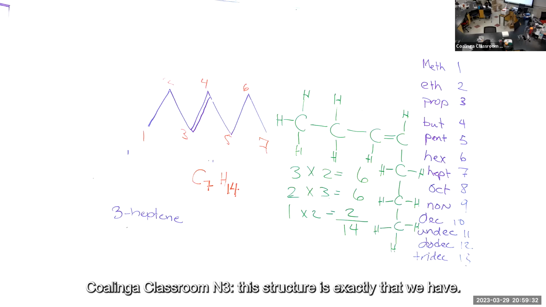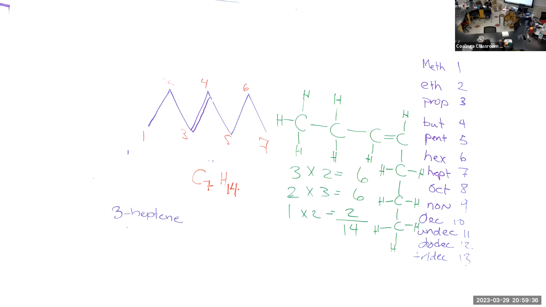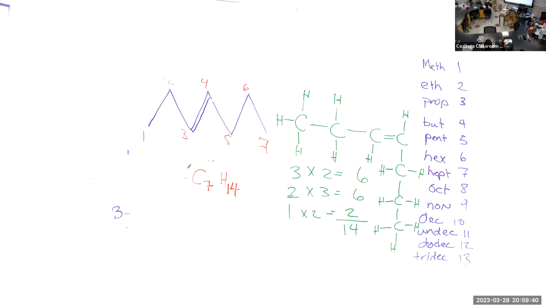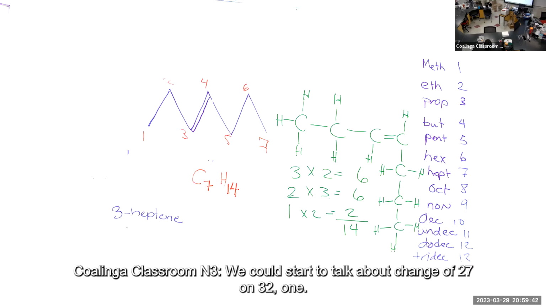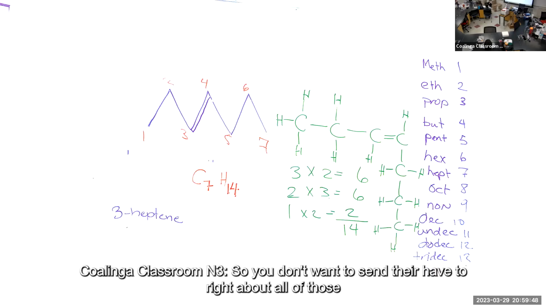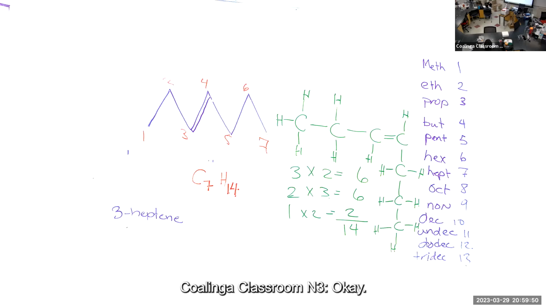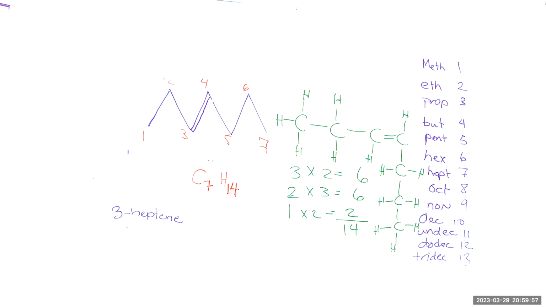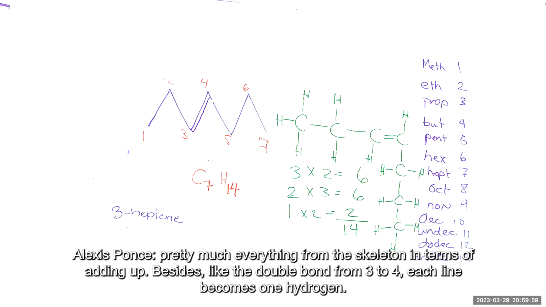So this structure means exactly the same thing that we have here. But this one saves us a lot more time. When you start to talk about chains that are 27 long, 32 long, you don't want to sit there and have to write down all of those targets. Dr. Henry, you're kind of cutting out, but I understand pretty much everything from the skeletal structure.